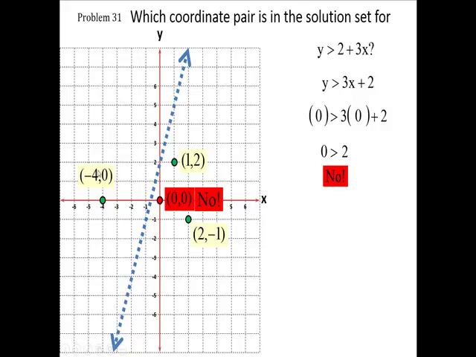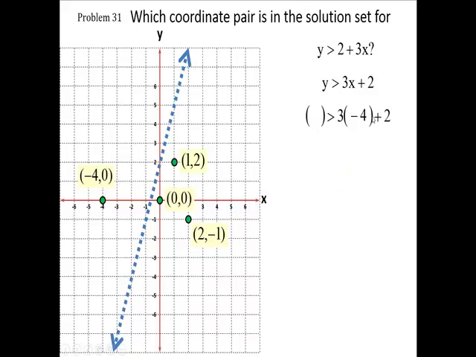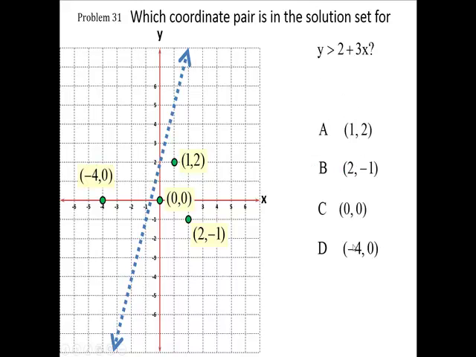So now we're going to test this point out over here and see if that one works. We're going to put negative 4 in for x, 0 for y. So we're getting 0 is greater than negative 12 plus 2. Negative 12 plus 2 is negative 10. This is a true statement, isn't it? So points over here work, but points over here don't. So this answers our question. Of the 4 choices, this is the one that worked.